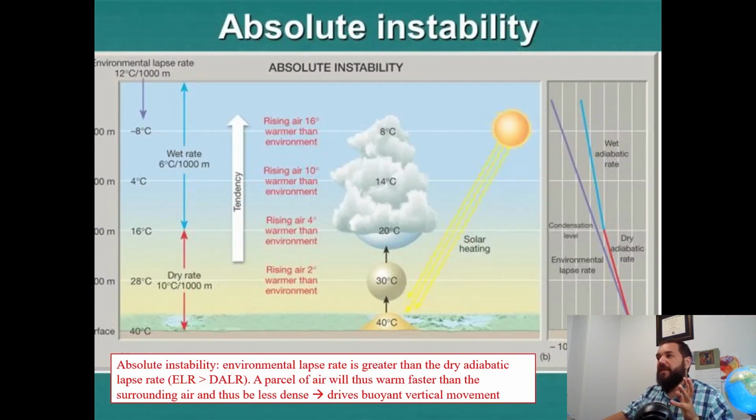Absolute instability is the opposite. Now look at this. In this case, you can see that the environmental lapse rate, the purple line there, is now always to the left of the wet and dry adiabatic lapse rate.